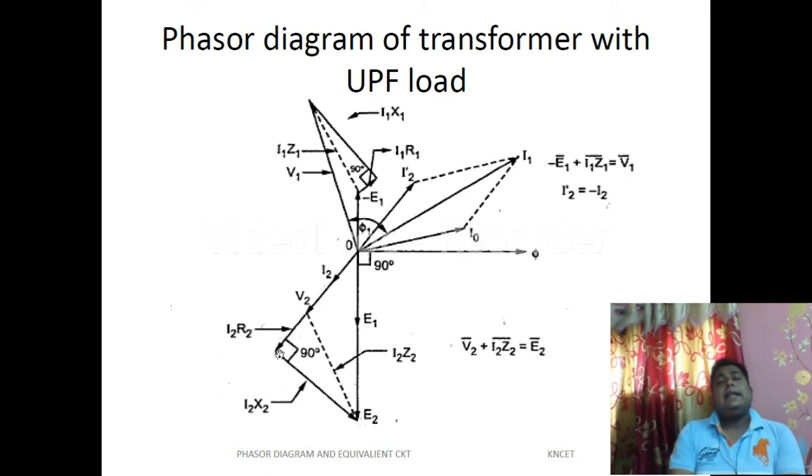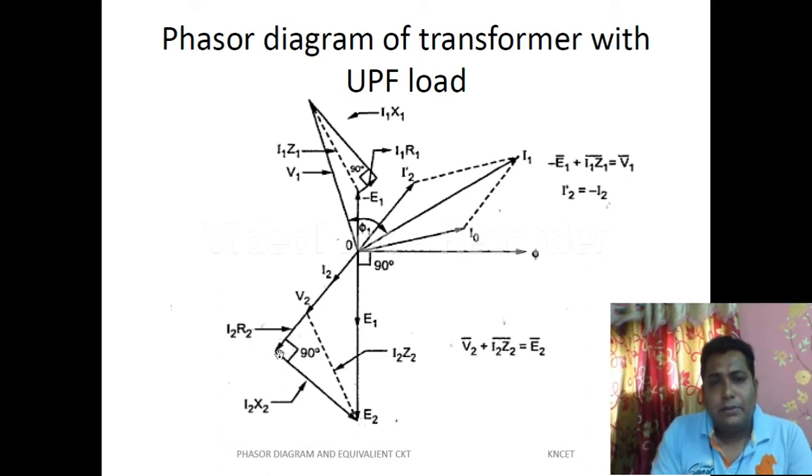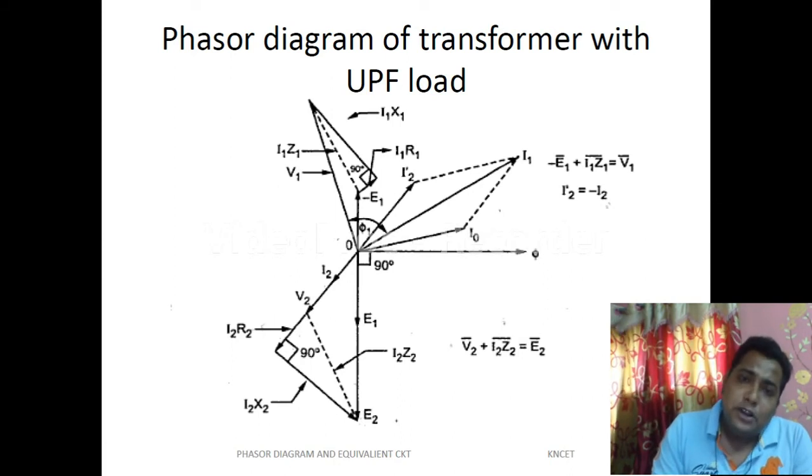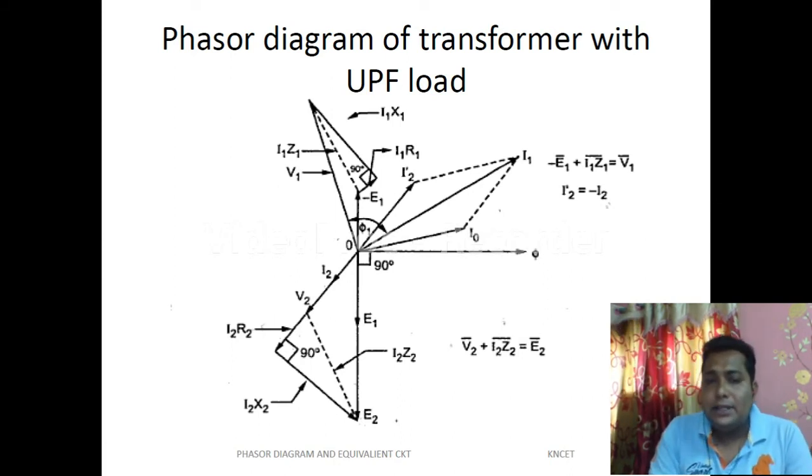Now, the secondary coil of the transformer is a copper coil. It is not an ideal one, it is a practical one.